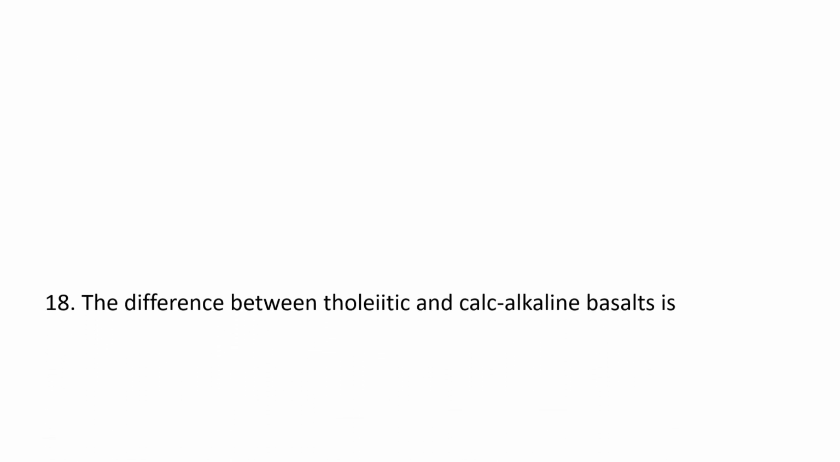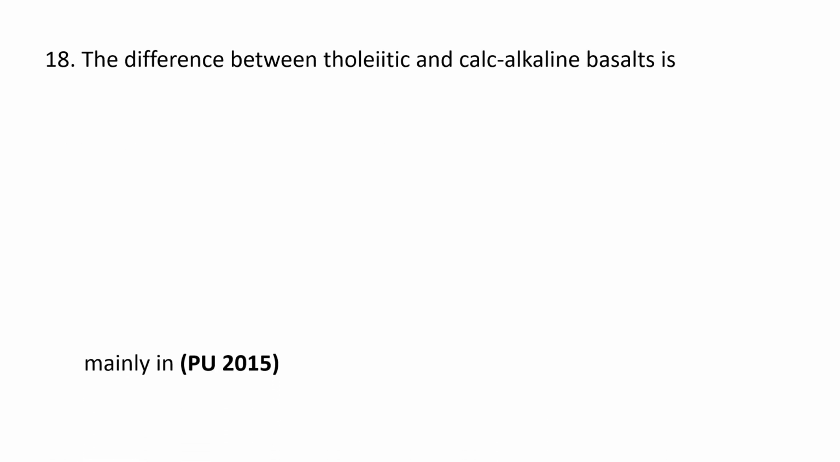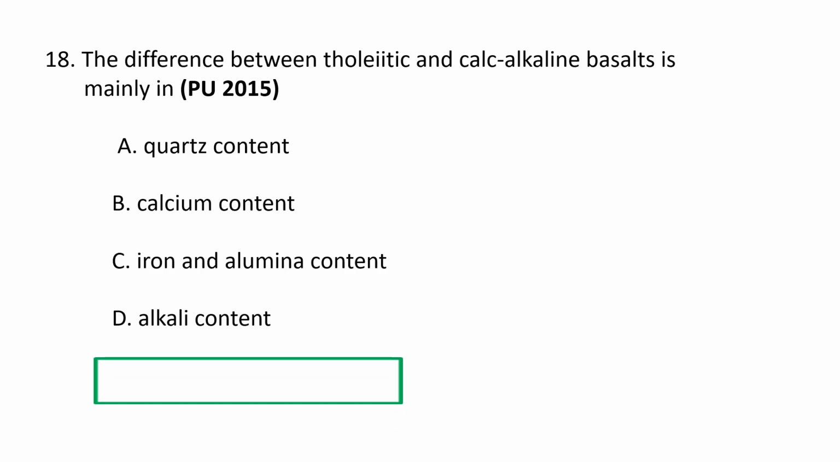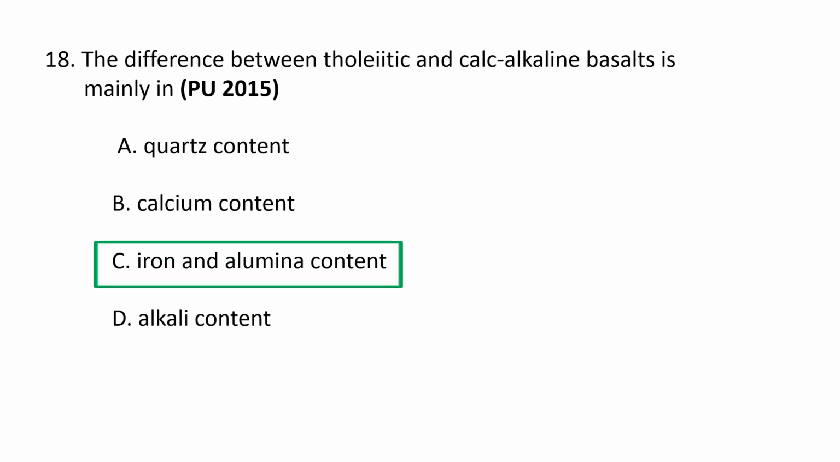Next question. The difference between tholeiitic and calc-alkaline basalts is mainly in A. Quartz content, B. Calcium content, C. Iron and alumina content, D. Alkali content. The difference between tholeiitic and calc-alkaline basalts is mainly in iron and aluminum content. The primary distinction between tholeiitic and calc-alkaline basalts lies in their iron and aluminum content, with the tholeiitic basalts being iron rich and calc-alkaline basalts being alumina rich. Next question.